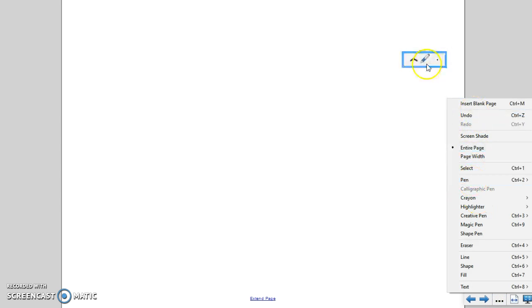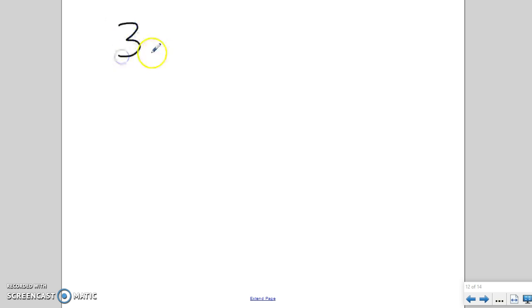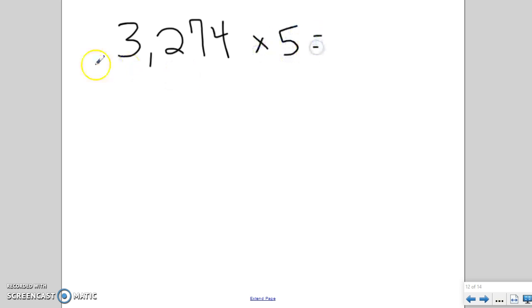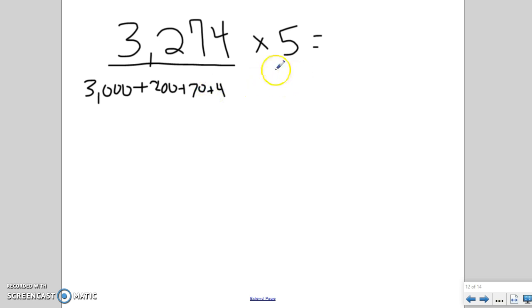We just need to build a bigger number. So let's say I have 3,274 times 5. So this is going to be in expanded form 3,000 plus 200, that is a 2, I promise, plus 70 plus 4. And then this, of course, is going to be just 5. So this is now 4 pieces going across times 1 piece going across.